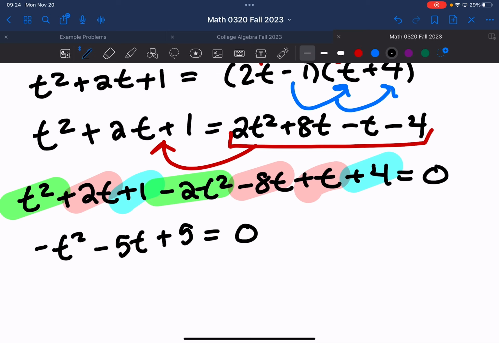And before I try to factor, what can I take out of everything? What GCF could I take out? Because I don't like that negative being there for my a value. A negative 1. So I have negative 1, so I have t squared plus 5t minus 5 equals 0.